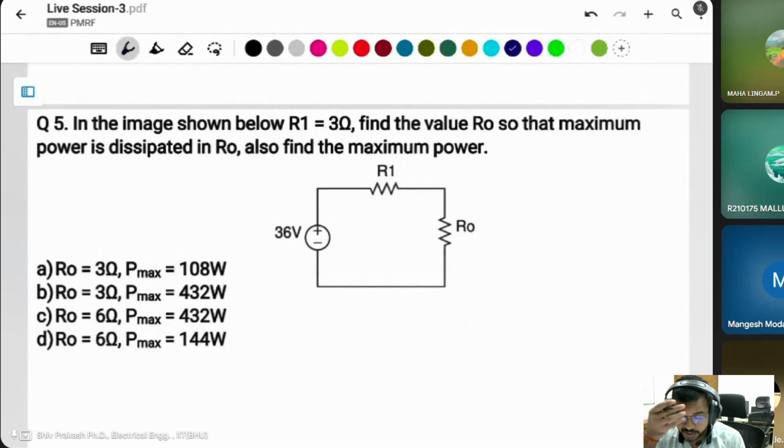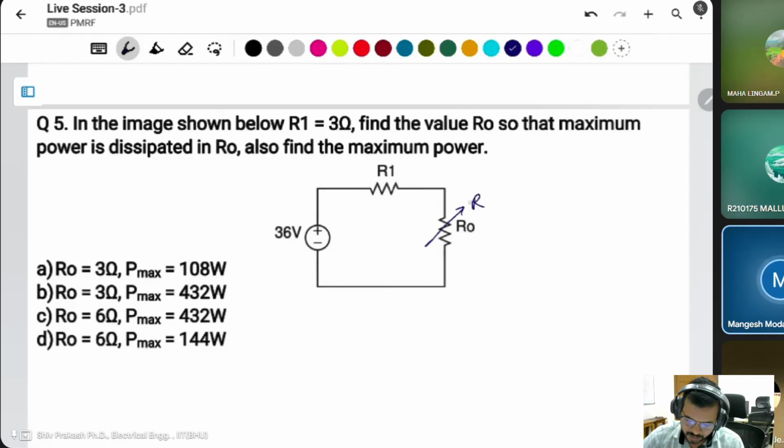The next question is given as: find the value of R naught so that maximum power is dissipated in R naught. Also find the maximum power. And what is R naught? R1 is given as 3 ohm. It means in this condition the load is variable.